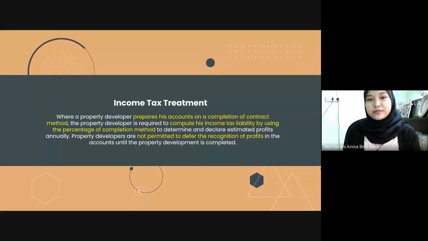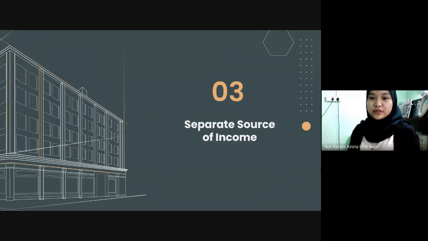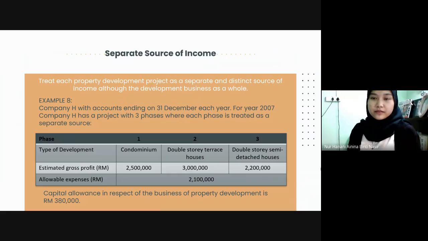Okay, and next for income tax treatment for the property developer. So once when property developer prepare his accounts by using the completion of contract method, they are required to compute his income tax liability by using the similar method. So they are not permitted to defer the recognition of profits in the accounts until the project is complete. Okay. The next is separate source of income. Although the development project is considered as a whole, the company need to treat each property as a source of income, separate and distinct.